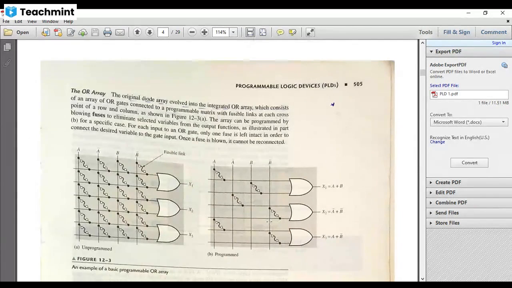And you remember that these fusible links, once blown, are not reprogrammable. That is, if you look at this programmable array, it is once programmable. It is not reprogrammable. Once the fuse is open, we cannot make the contact again.